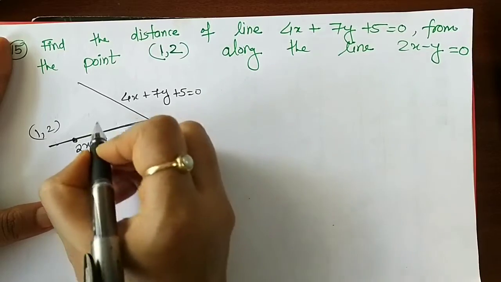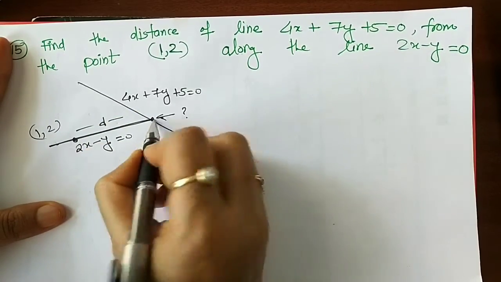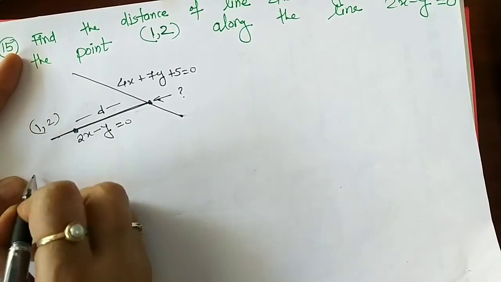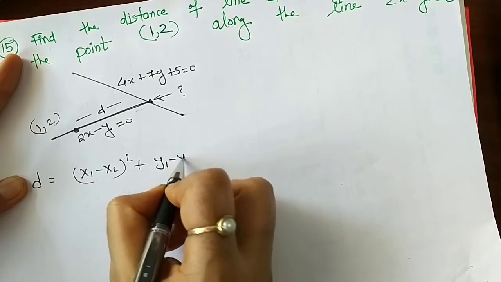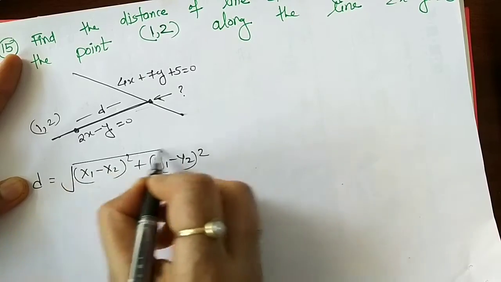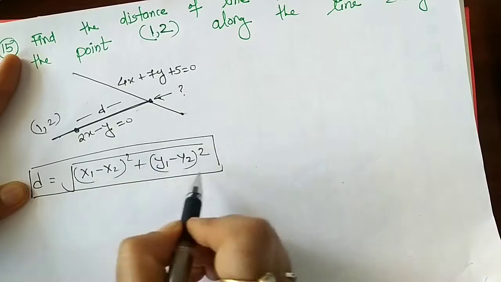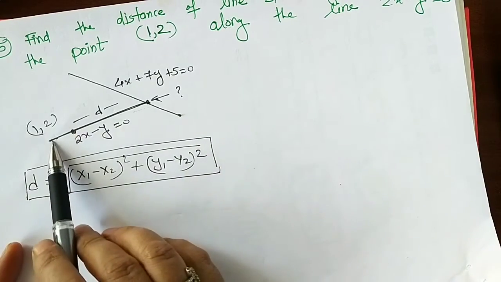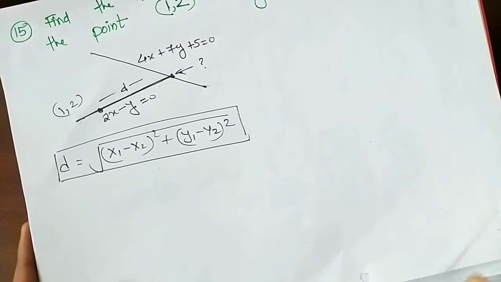So what do you mean? For this distance you need this point, correct? If you know this point you can find out the distance. Why? Because we know the distance formula: under root of x1 minus x2 square plus y1 minus y2 square. If we know x1 y1 and x2 y2, we can use this. The problem is this point. So many times we have done this, we just have to find the point of intersection of this and this by using the algebraic method.